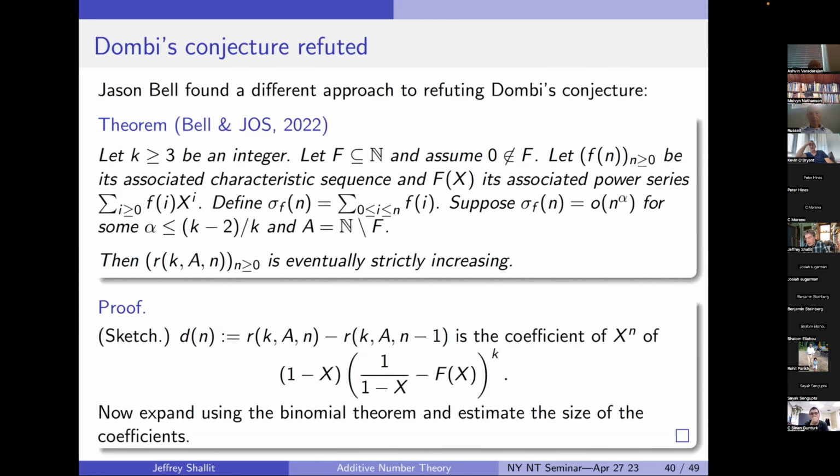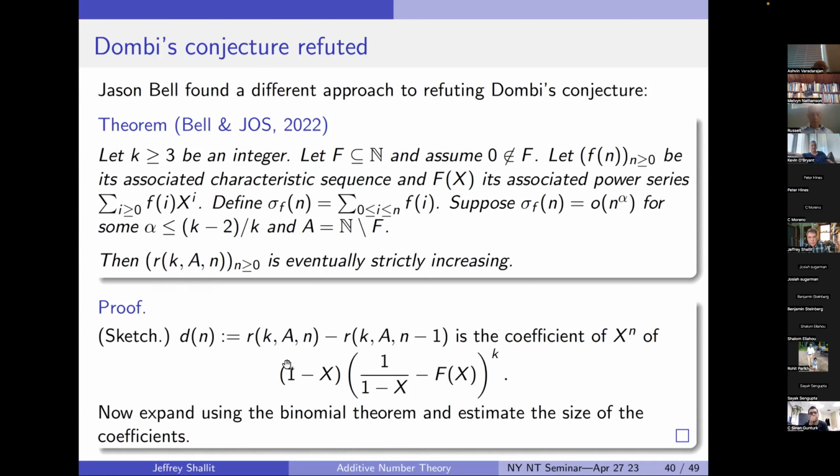Now, when I showed this to Jason Bell, he said, well, we don't need all that. We can just use the binomial theorem. He came up with the following theorem. Suppose you have some set F, and suppose you have its associated power series, and suppose the sum of the first n plus one terms of F, call it sigma of F, is not too big. It's little o of n to the alpha, where alpha is less than (k minus 2) over k. Then RkA(N) is eventually strictly increasing.